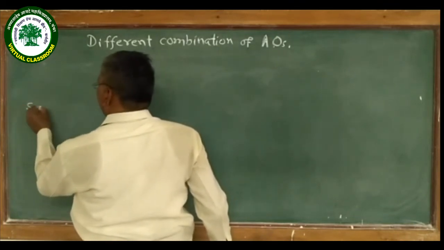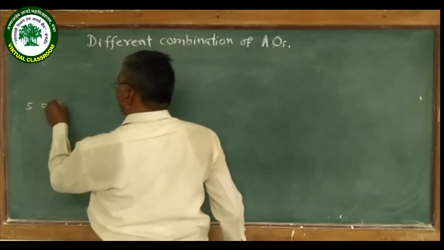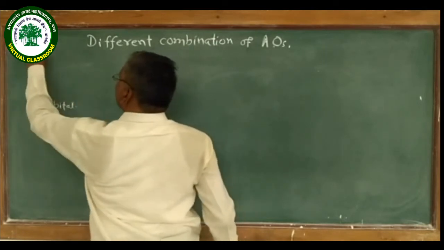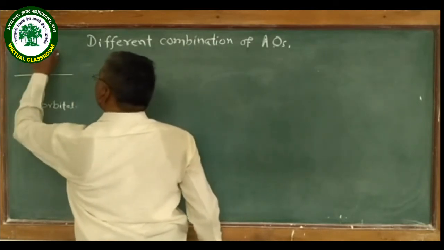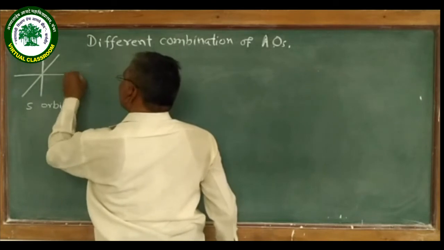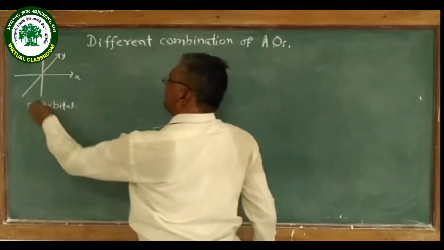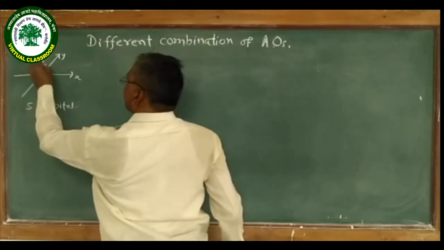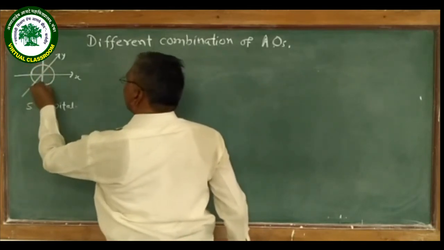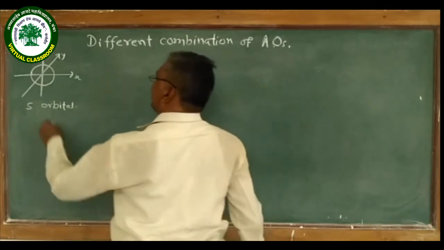Let us see the shape of s orbital. This is the Cartesian axis, x-axis, y-axis and z-axis. Then s orbital is spherically symmetric about x, y and z axis.